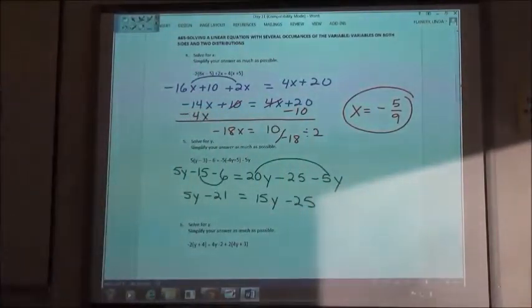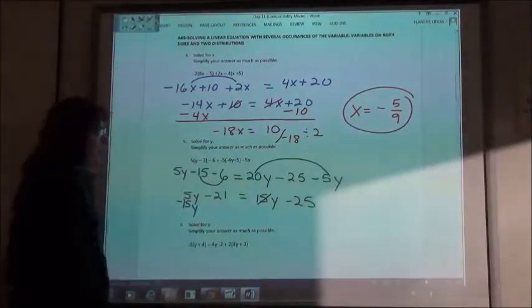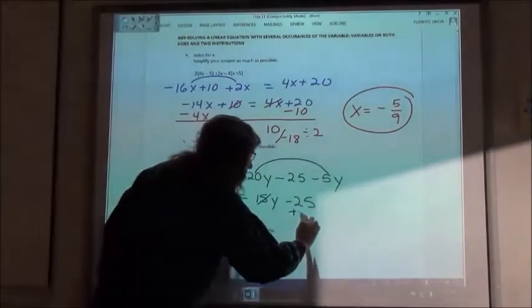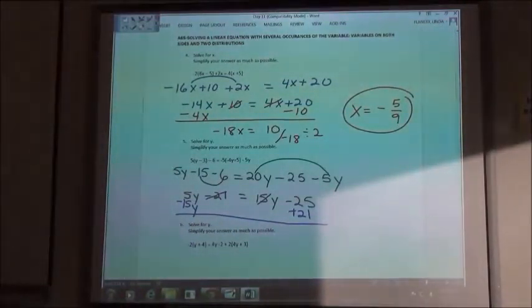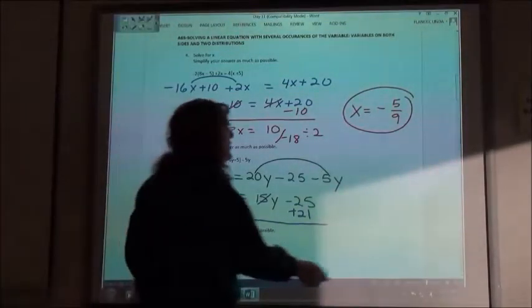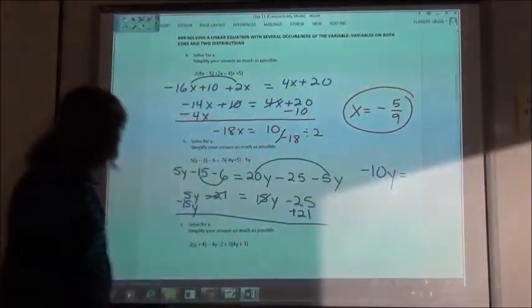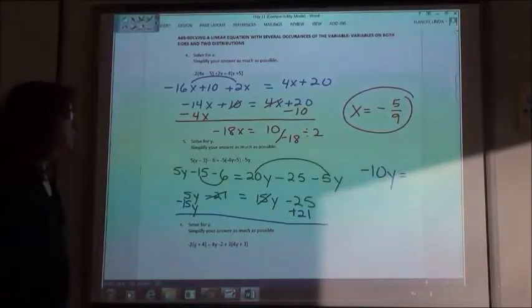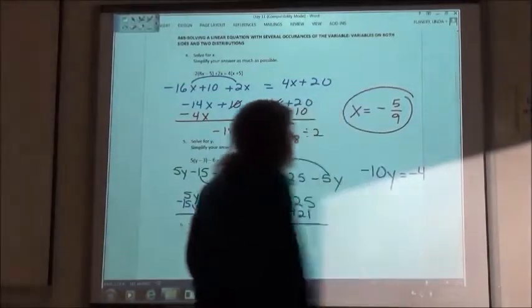So what should we do next? 15y comes over. So minus our 15y. And your negative 21 goes to positive 21. Plus 21, exactly. So that's going to be 10y. What's your sign? Minus 10y equals negative 4. Exactly.